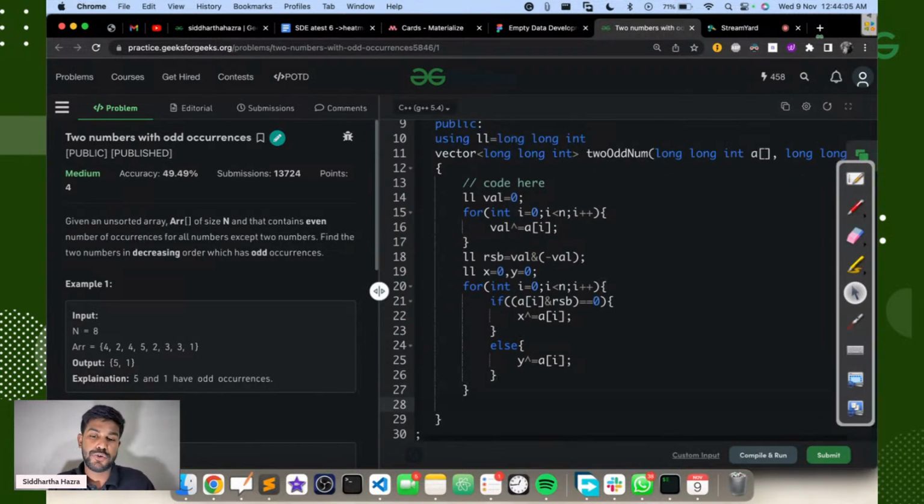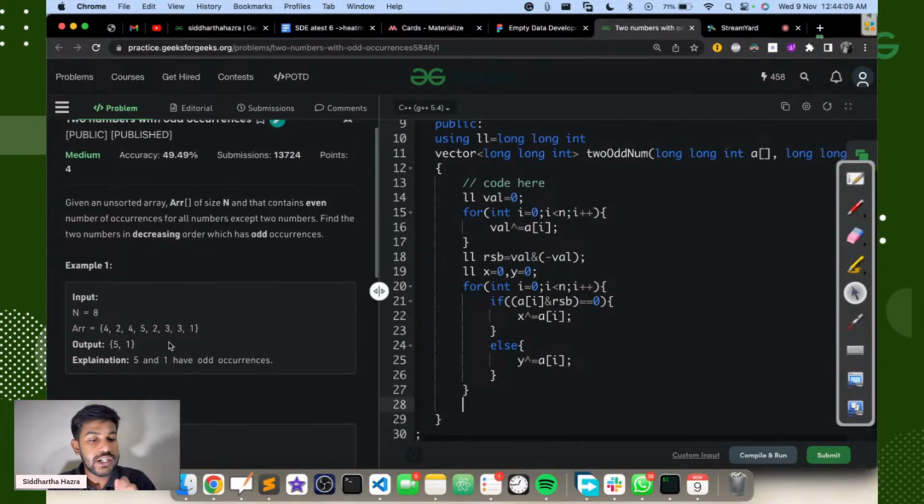So now we have the values of x and y. Now we need to return them in decreasing order. That means the first value should be the maximum, and the next value should be the minimum. As we have only two values, we really don't need to take all the elements in a vector and then sort it. A simpler approach is that the first value would be nothing but the max of x and y, and the second value would be nothing but the min of x comma y. This is simpler.